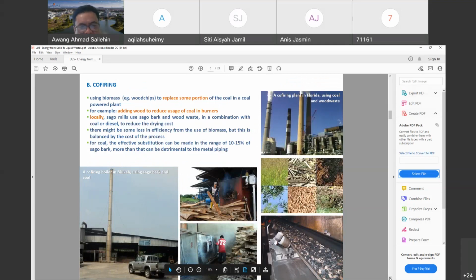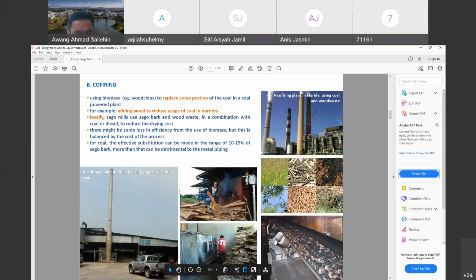Next, we have co-firing. Okay, what is meant by co-firing? Co-firing refers to the use of biomass, the wood chips, the sago trunk, for example, this is a sago trunk, I think, and wood waste. You use all these lignocellulosic biomass to replace some portion of coal in the coal power plant.